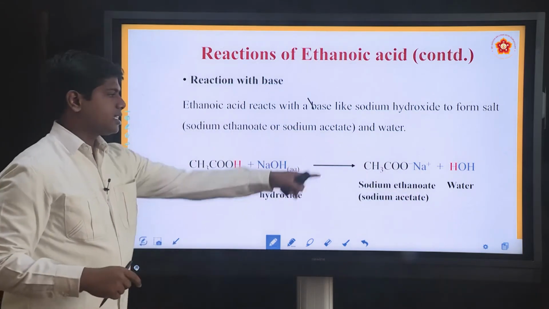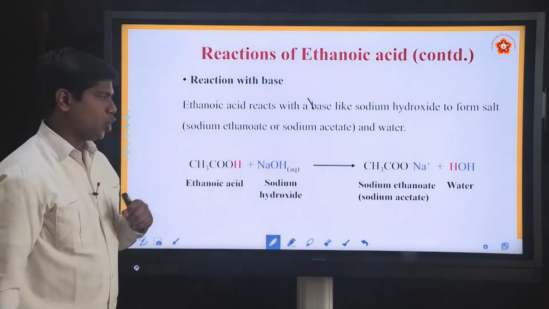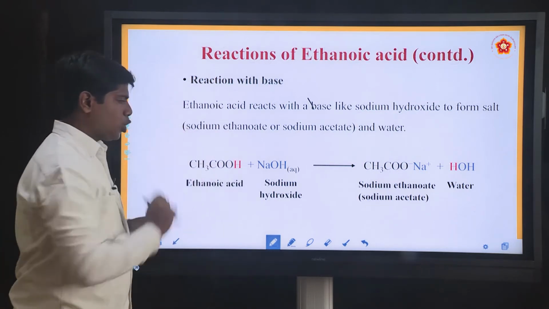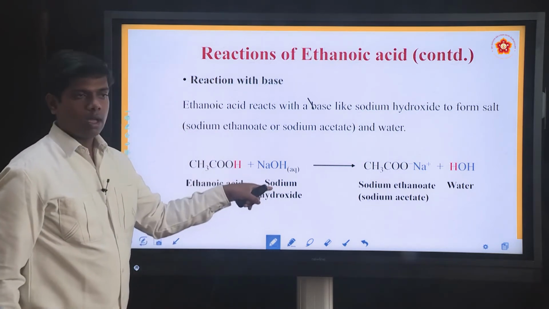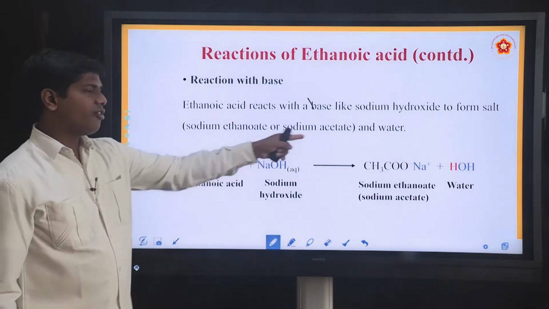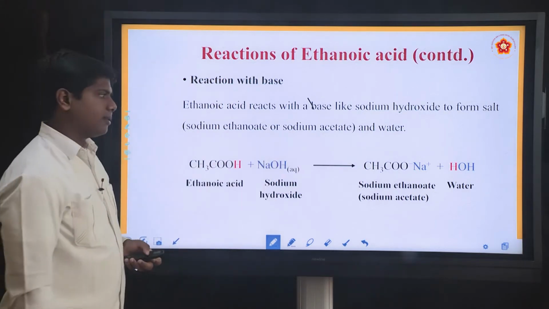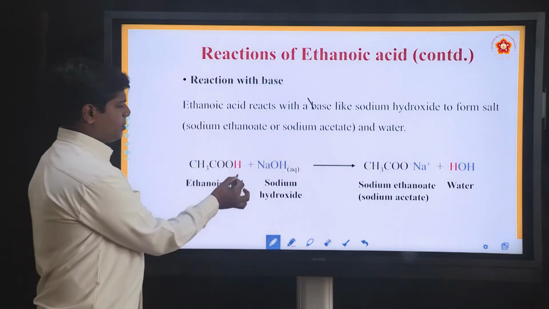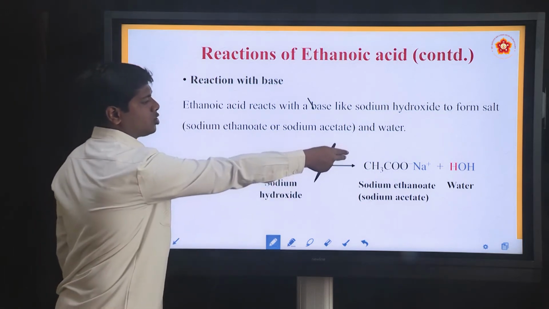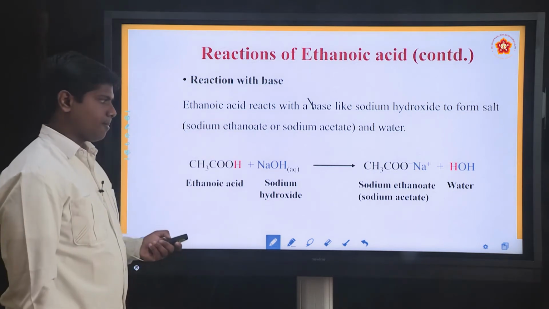Next we are going to discuss soaps and detergents. This is very important. Please note down. I am repeating this once again. Ethanoic acid reacts with any base, particularly sodium hydroxide. It forms sodium acetate and water molecules. Here the hydrogen atom is removed, here Na is removed, then it forms sodium acetate, CH3COO minus Na plus.